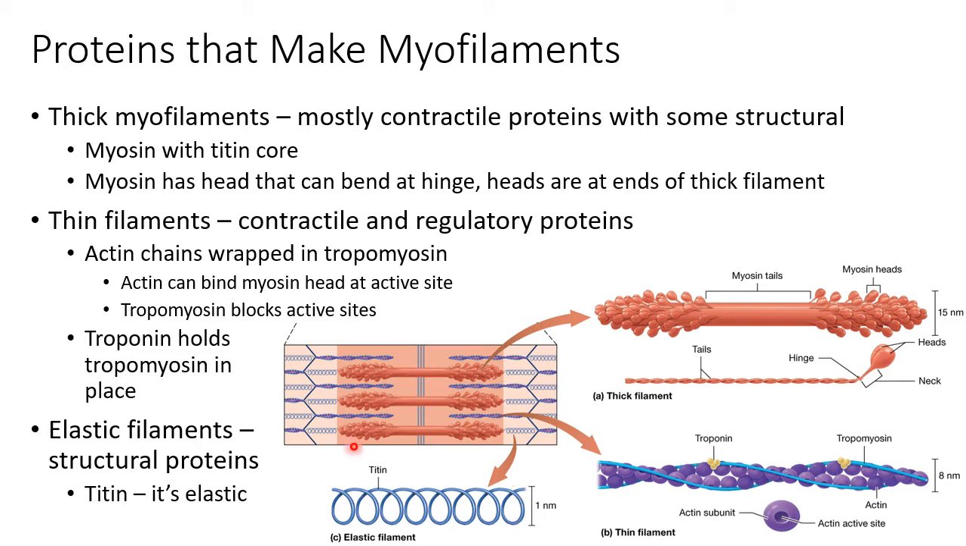Then finally, your elastic filaments are nothing but titin, which as you can see is coiled up, which makes it elastic so that when it stretches, it will bounce back. And that just gives your muscle structural support, or the myofibril structural support. So you can see that these elastic filaments are linking the thin filaments to the thick filaments that are past them, which just keeps the whole thing together.